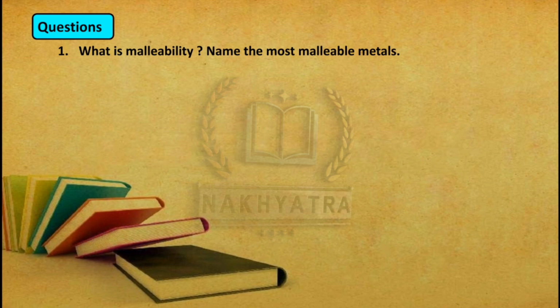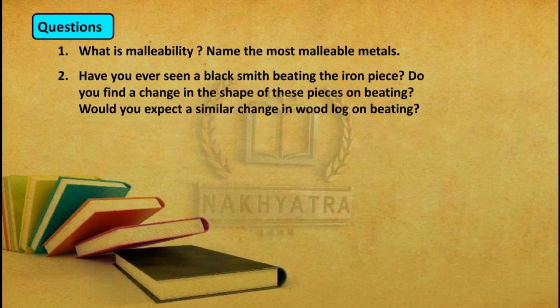Now we know that malleability is a property by virtue of which metals can be beaten into thin sheets or foils. So that property is known as malleability. The most malleable metals are gold and silver. Alright, now let us see the second question.